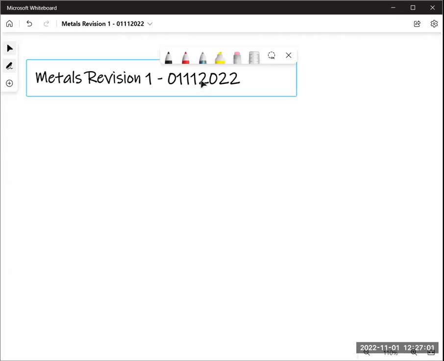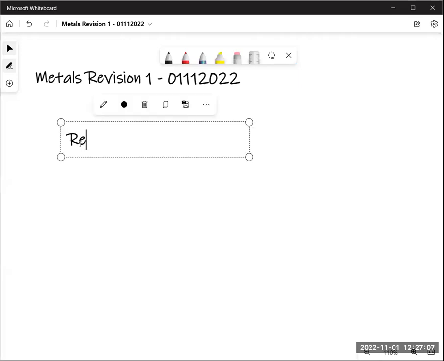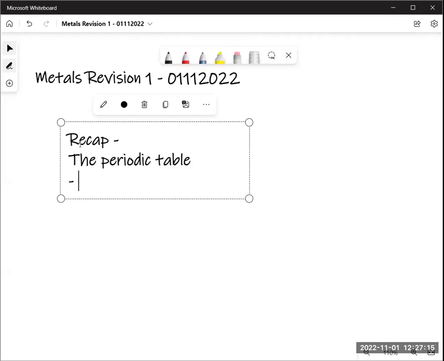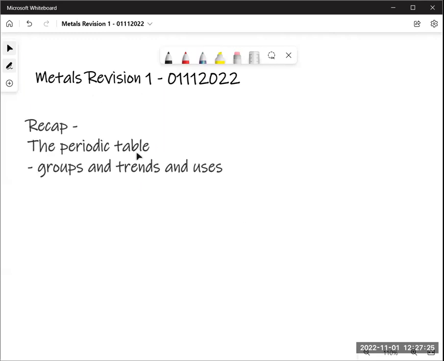We're studying IGCSE chemistry and we're starting metal revision 1. In this class, before this recap, we studied everything about the periodic table. We looked at all the groups and trends. That's done, and uses as well, by the way. So that was a short class. It was a short chapter.